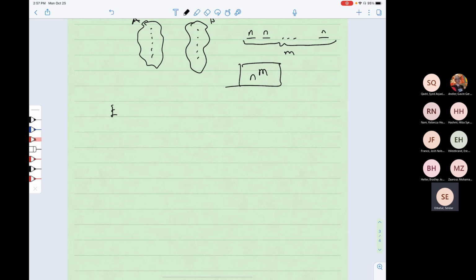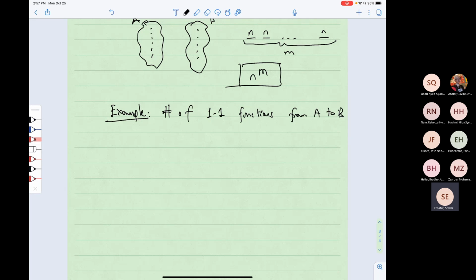Okay, so let's solve another example. How many different ways are there to define one-to-one functions from A to B, again with the same M and N? All right, so the task of defining a one-to-one function.